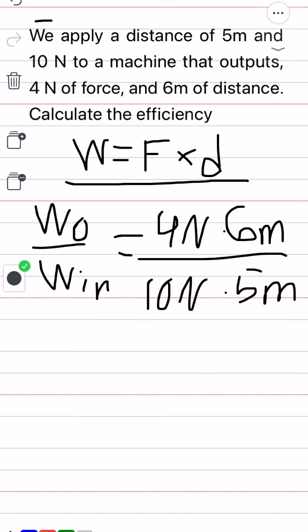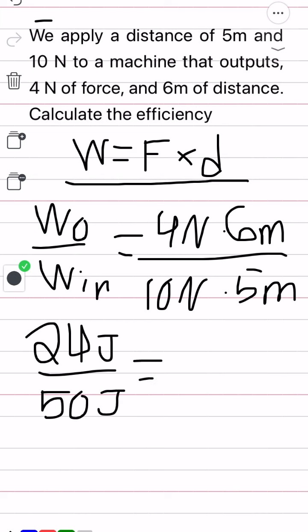So now we can see here, it doesn't matter if the distance gets larger or the force gets smaller or larger, because if one goes up, the other must go down. That's how we could have a small input force create hundreds of thousands of newtons of output force, because it only travels a small distance, which maintains that the work is the same. So if we solve this, we get 24 joules over 50 joules.